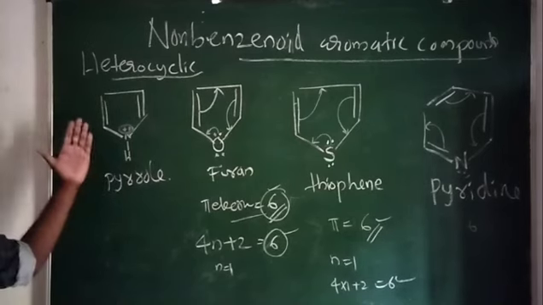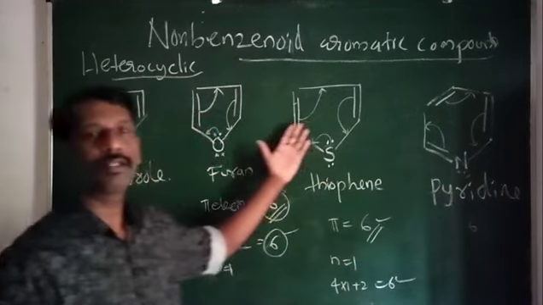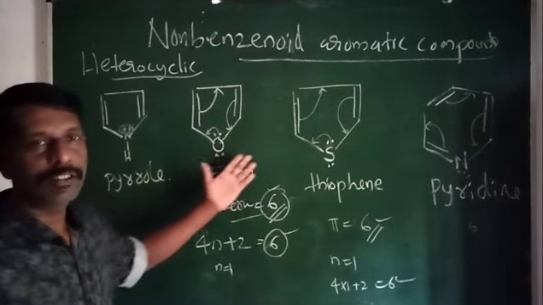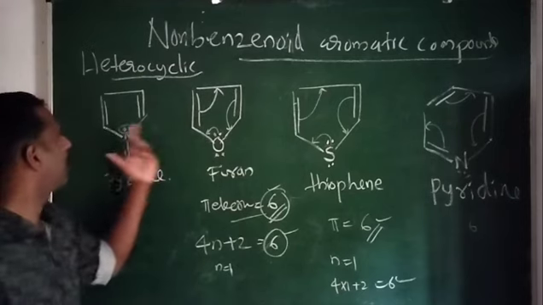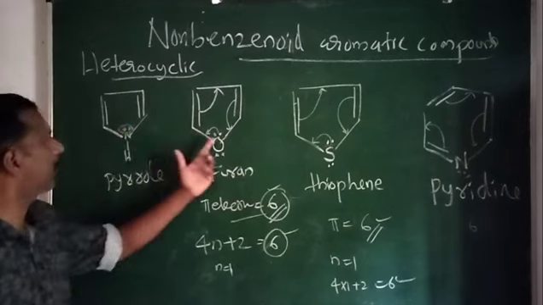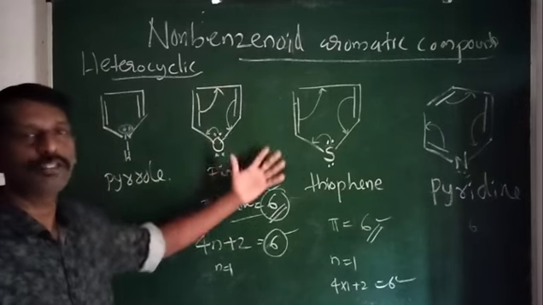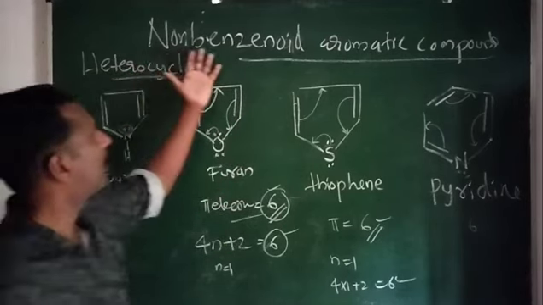Heterocyclic aromatic compounds, which ones? Pyrrole, furan, thiophene and pyridine. They are stabilized by the delocalization of pi electrons. The lone pair or unshared pair of electrons present on the heteroatoms will take part in the delocalization and will stabilize the molecule and will show aromaticity. Such compounds are known as non-benzenoid aromatic compounds.